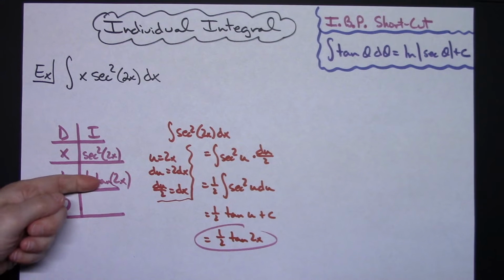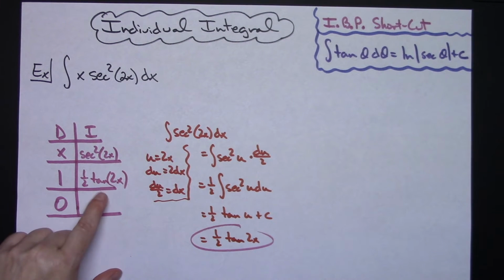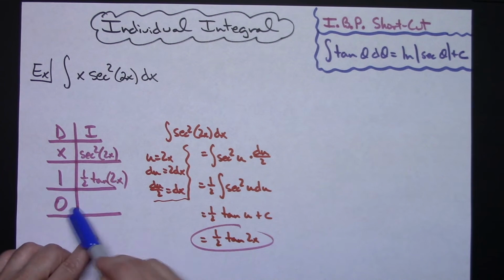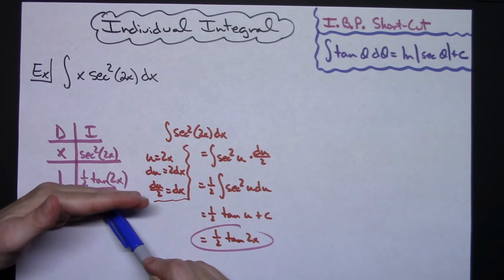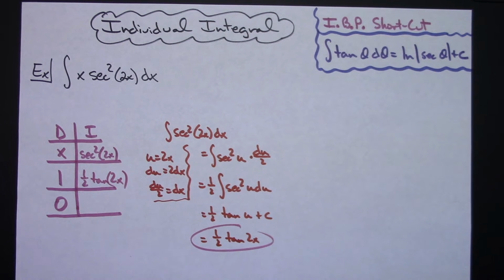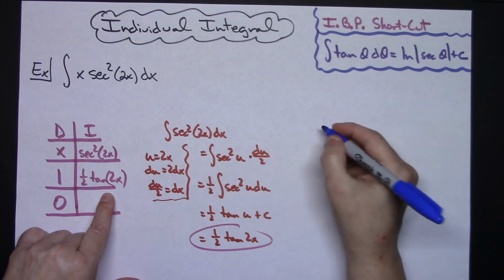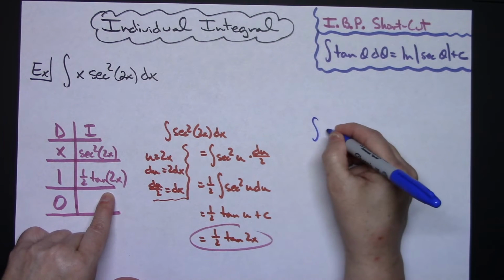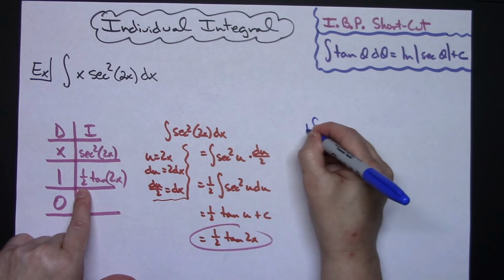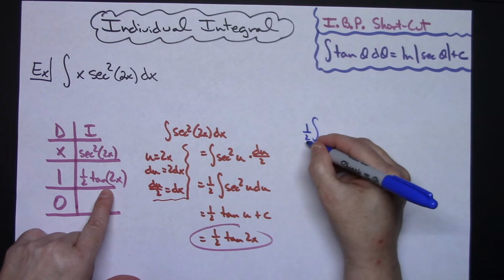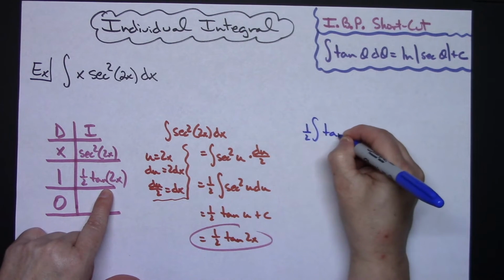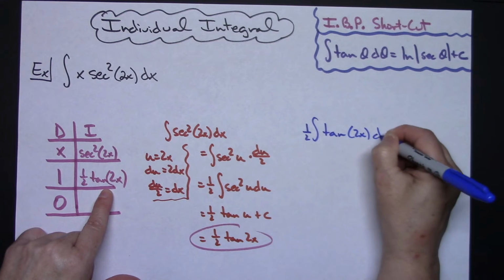Alright, and then I know I've got to integrate one more time, because I've got to take this and integrate. I have to have these rows come out even here. So let's go ahead and actually show the integration for the second one here. It's a 1/2. I'm going to automatically pull that 1/2 out. So I'm 1/2 the integral of tangent of 2x dx.